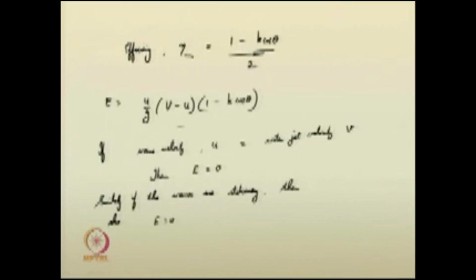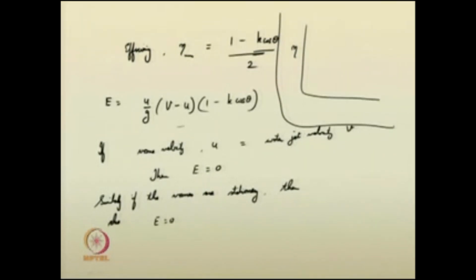The efficiency of the Pelton wheel can also be suggested. If I draw eta versus U by V, it will come as a curve like this, with a peak of something around 0.45. At U by V equal to 1, it is definitely 0.